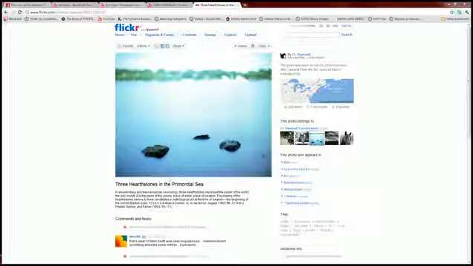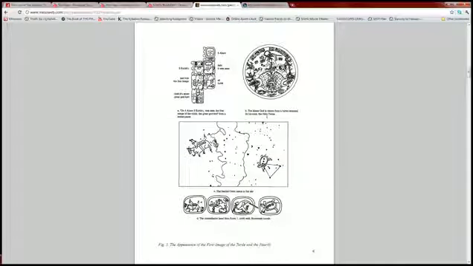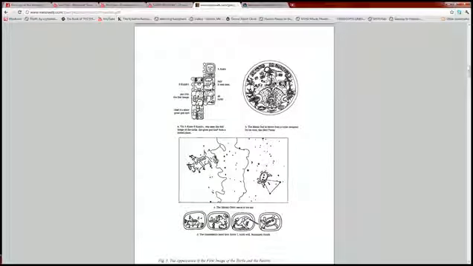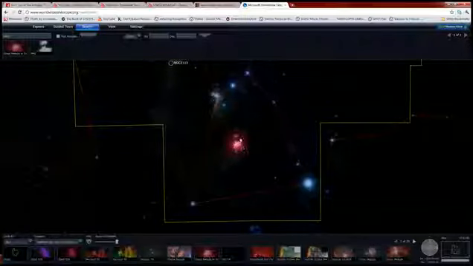Now, the three hearthstones are signified in the Mayan culture as the three stars surrounding the Orion Nebula, which are the following. Okay, what you're looking at right here is off of mesoweb.com, and it talks about creation, cosmos, and the imagery of Palenque and Copán. I'm going to post this PDF for you as well. It talks about what the Mayans say about the three hearthstones, which is what you're seeing right here. Okay, and the turtle. And if you notice, this is Orion. You see, these are those three stars in Orion. Okay? Let me just show you on the WorldWide Telescope.